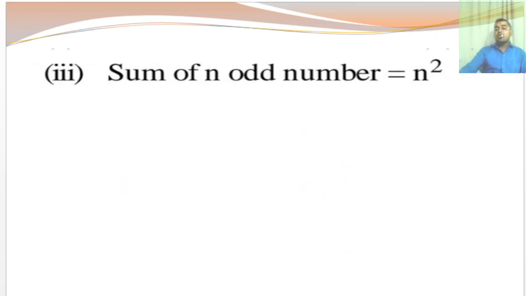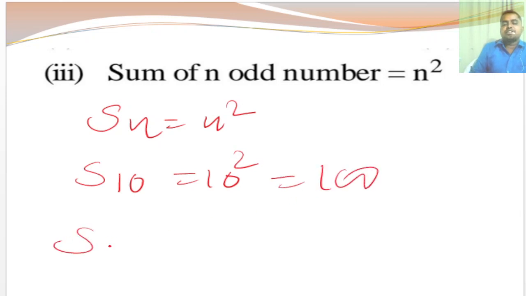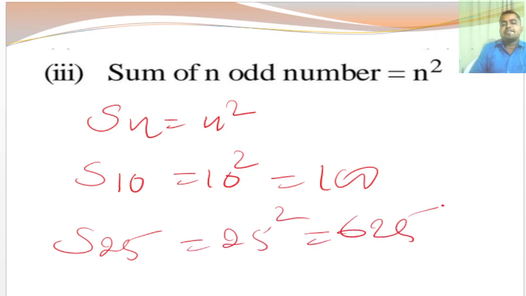Sum of n odd numbers, or n odd natural numbers, Sn is equal to n square. Sum of first 10 odd natural numbers, S10 is equal to 10 square, which is 100. Sum of first 25 odd natural numbers, 25 square is 625.